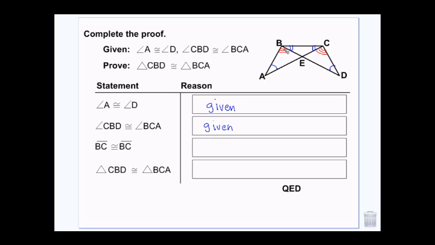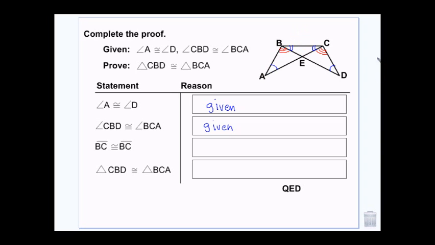So, yeah, I have angle, angle, angle, but there's no angle, angle, angle congruence. Does it have something to do with AEC, like how that's supplementary? No.